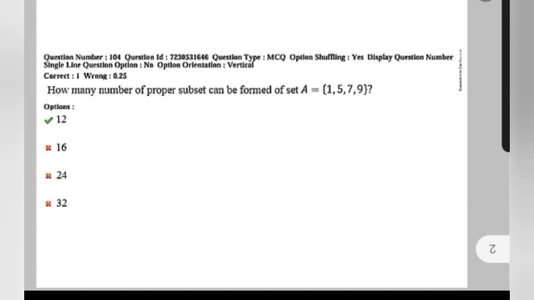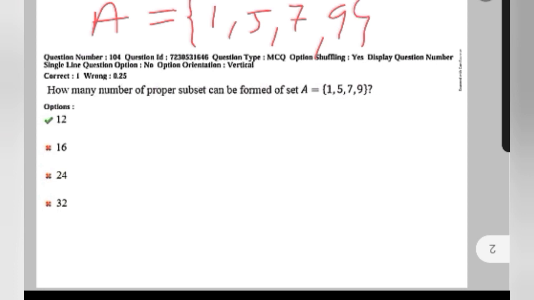The second question asks how many proper subsets can be formed with the set A. They have given the set A which contains 1, 5, 7 and 9. How many elements are there? There are 4 elements in the set A. So I have to find the number of proper subsets. First of all, you should know how to find the number of subsets.